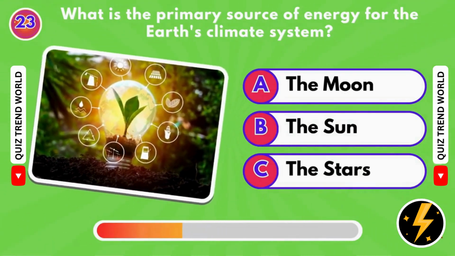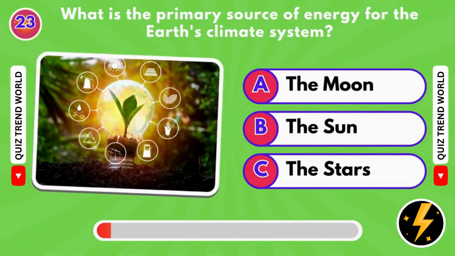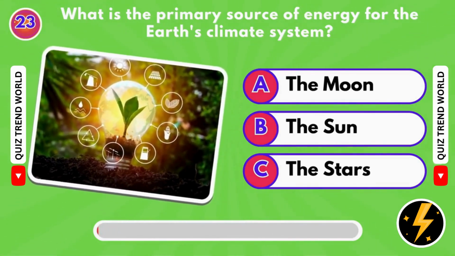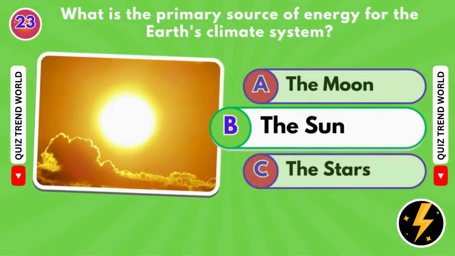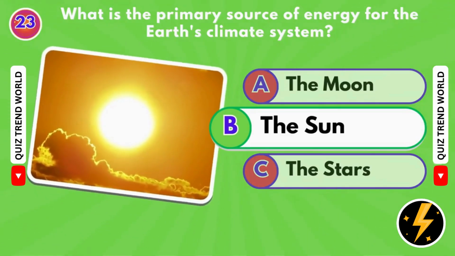What is the primary source of energy for the Earth's climate system? The moon, the sun, or the stars? The sun. The sun provides the primary source of energy driving Earth's climate system.